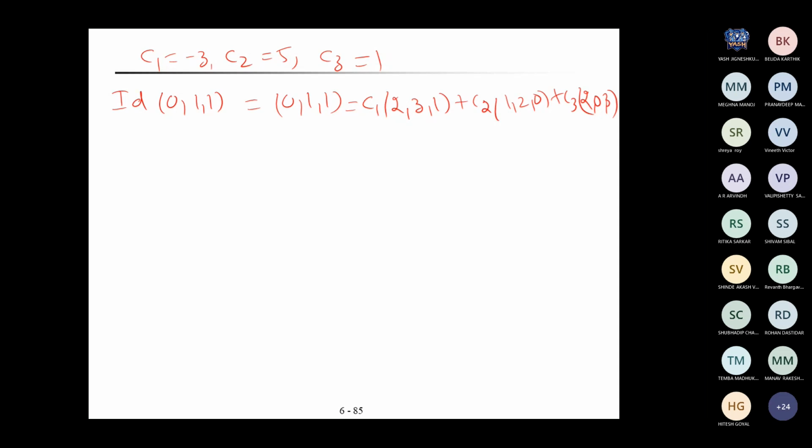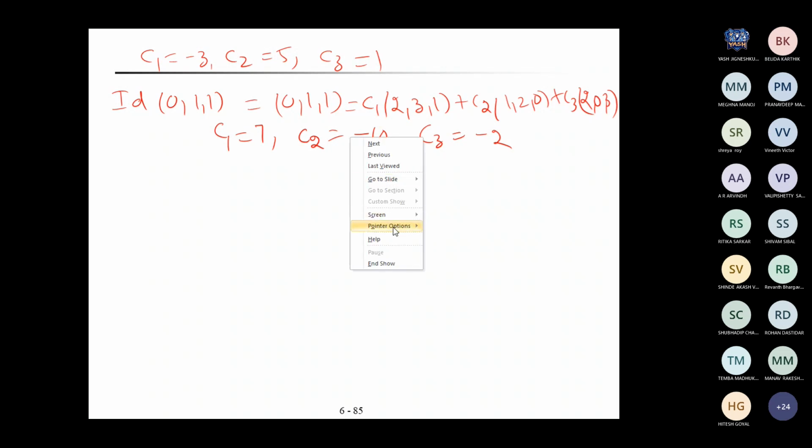C1 is 7, C2 is minus 10, and C3 is minus 2. C2, how much? Minus 10. Okay, C3 is minus 2. Okay, let me check. C2 is minus 12. Minus 12. C3 is minus 2.